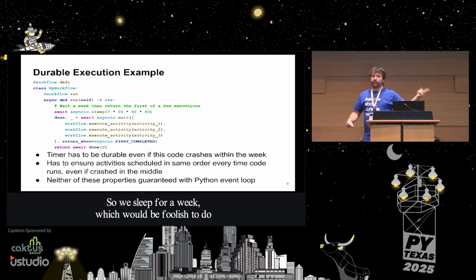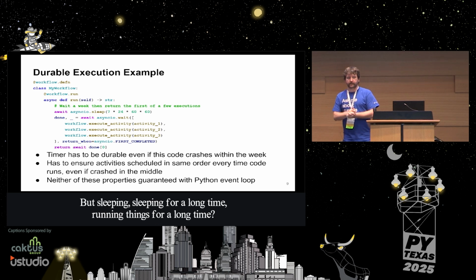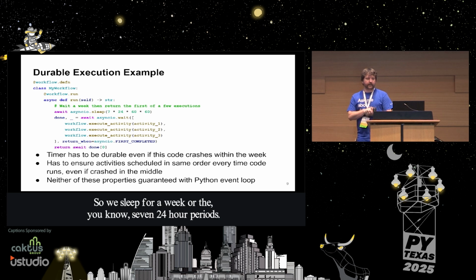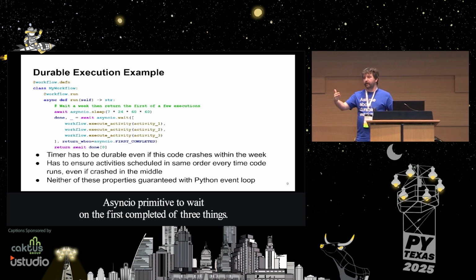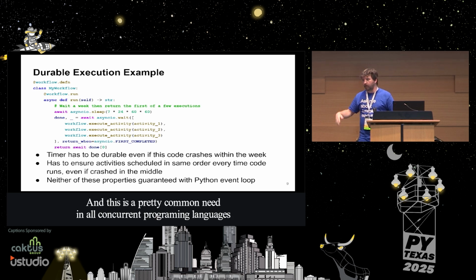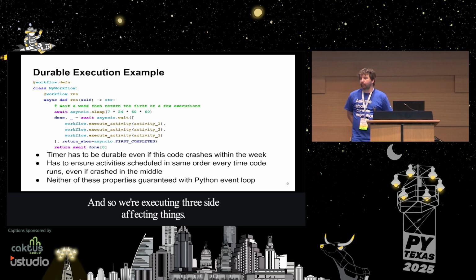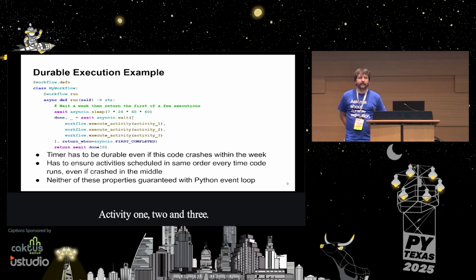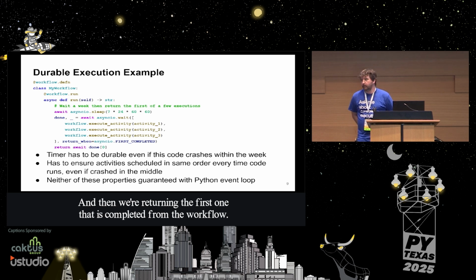So we sleep for a week, which would be foolish to do in normal Python, but is very normal in a durable execution system. Sleeping for a long time, running things for a long time, no problem. So we sleep for a week, or the 7 24-hour periods. And then we use an asyncio primitive to wait on the first completed of 3 things. And this is a pretty common need in all concurrent programming languages, to wait on the first of multiple things. And so we're executing 3 side-effecting things, activity 1, 2, and 3. And we're telling it to return when the first is completed, and then we're returning the first one that is completed from the workflow.